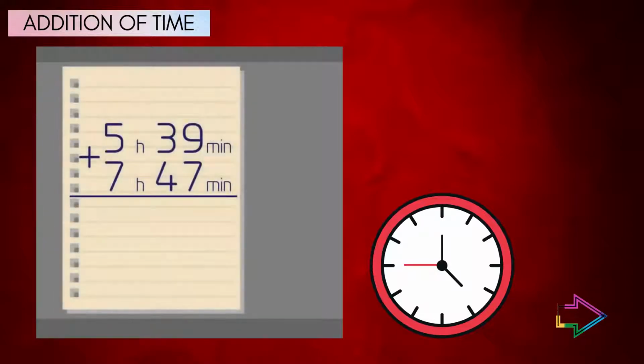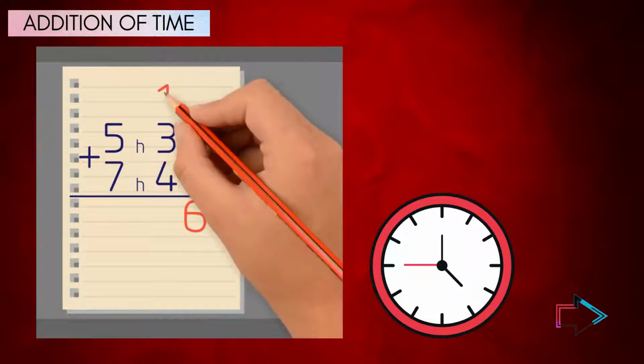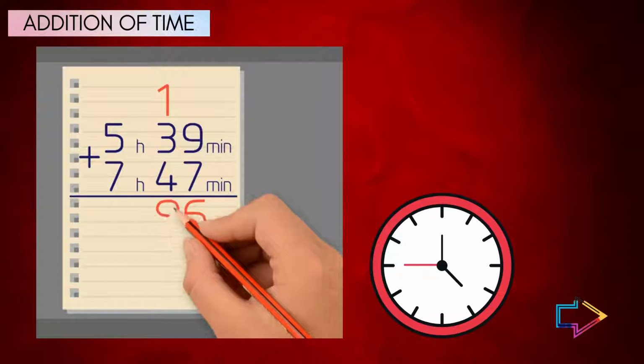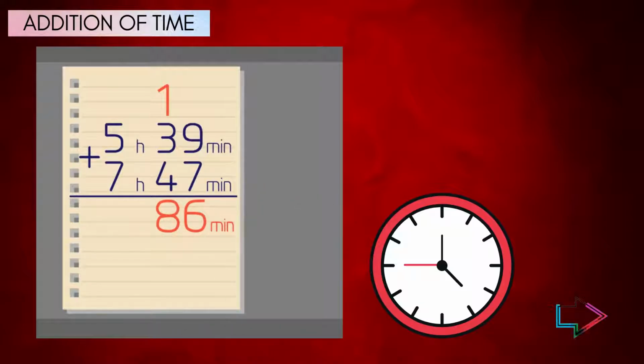Let's try another one. 9 plus 7 equals 16. So we need to write the 6, carry over the 1, and then we need to add 1 plus 3 plus 4, which equals 8. So we have 86 minutes.